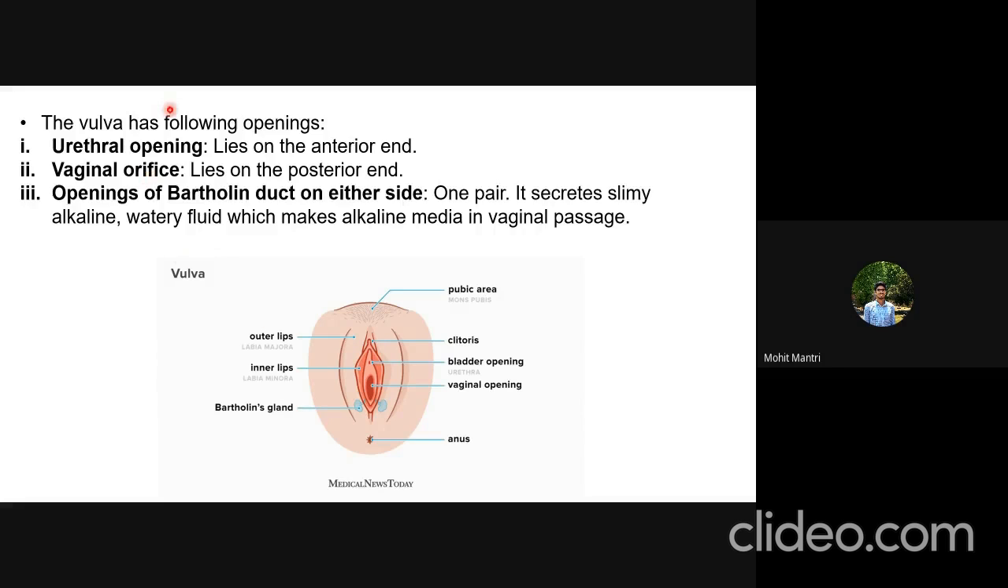Now, the vulva has three openings. First is the urethral opening, which lies on the anterior end. Then comes the vaginal orifice, which lies in the posterior end. Then there is a pair of Bartholin ducts and Bartholin glands on either side at the posterior region, with their openings also inside the vulva. This Bartholin gland secretes a slimy, alkaline, watery fluid which makes an alkaline medium in the vaginal passage and helps in lubrication.